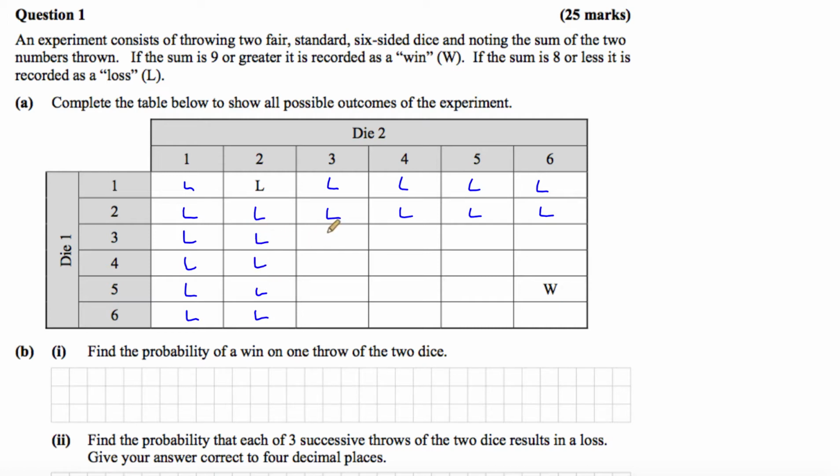3 and 3 is 6, that's a loss. 3 and 4 is 7, a loss. 5 and 3 is 8, that's a loss. 6 and 3 would be 9, so that would be a win. A loss for 3 and 4. Again, 5 and 3 would be a loss. 4 and 4 would be a loss. And now everything else is going to be a win.